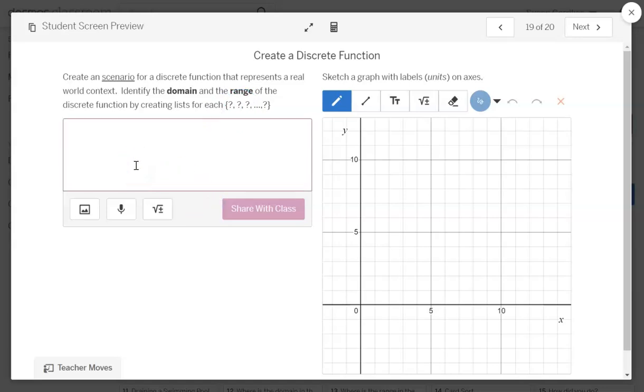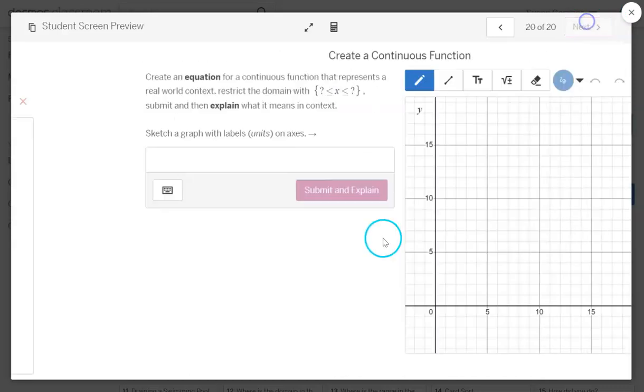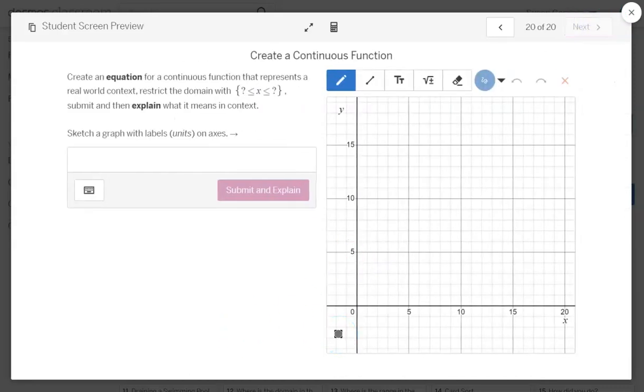I did not ask for an equation for the discrete function, so they don't have to write an equation, but they do need to make a domain and a range list of the numbers, and I basically showed them how that could look. And then they're going to do a continuous function, again, a real-world scenario, real-world context, and I did show them how to type their domains, and they do need to put that in the blank with their equation. So they will put it down here, and then they're going to sketch a graph over here of it.